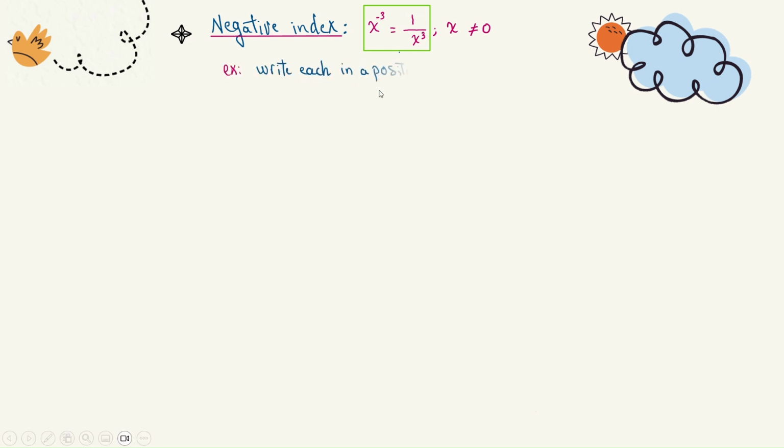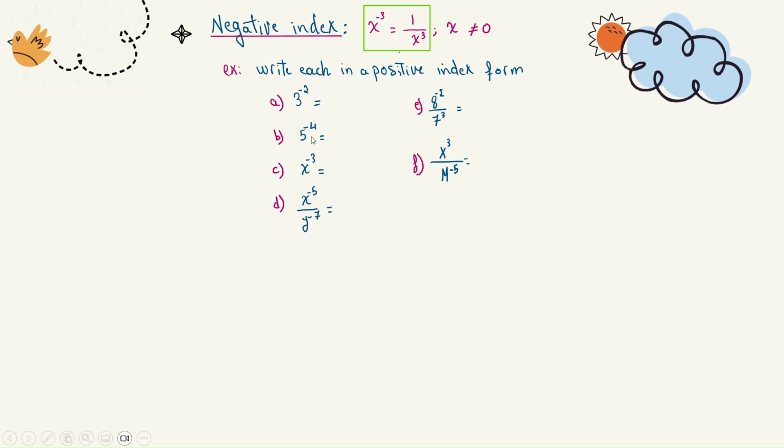Here is an example to understand more. They are asking us to write each as a positive index. Let's do them. 3 to the power of minus 2. As we agreed, it's going to be 1 over 3 to the power of 2, because when we switch or flip it, we switch the sign. In part B, 5 to the power of negative 4 is 1 over 5 to the power of 4. Now x to the power of minus 3 is 1 over x to the power of 3. x to the power of minus 5 over y to the power of minus 7 equals y to the power of 7 over x to the power of 5.